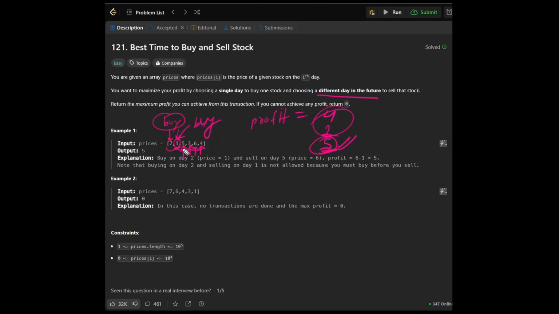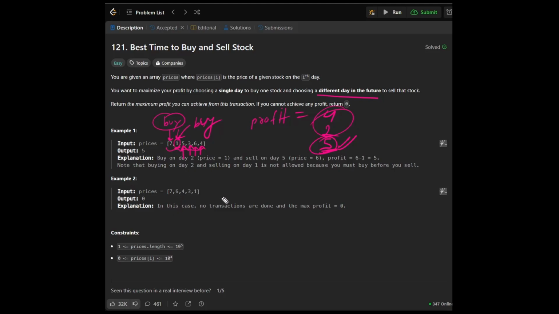Now, when we are done with this iteration, what we basically know is that there is no other value apart from 1 where I want to buy. I checked everything. 1 is the lowest I can buy at. And I already sold at 6 and I got a profit of 5. There is no point moving the buy forward. And buy is at 1 and that is the best case scenario.